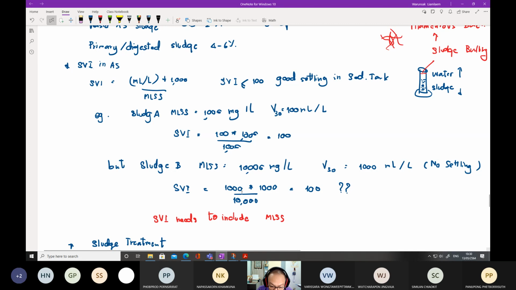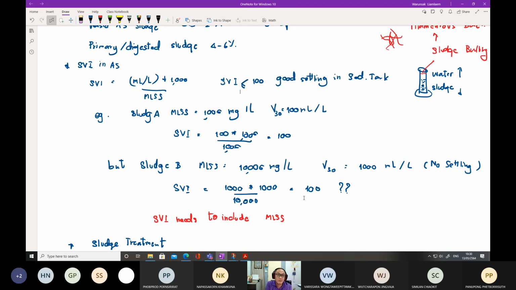This one is V30 multiplied by 1,000 and then divided by the MLSS. So according to this relationship, you get approximately 100. You also get approximately 100, the same as the previous one. But in fact, there is no settling in the case of this sludge.